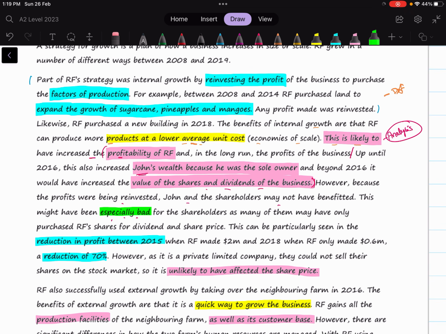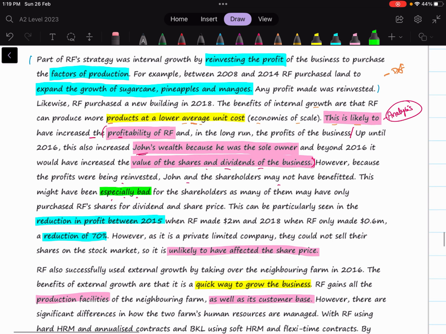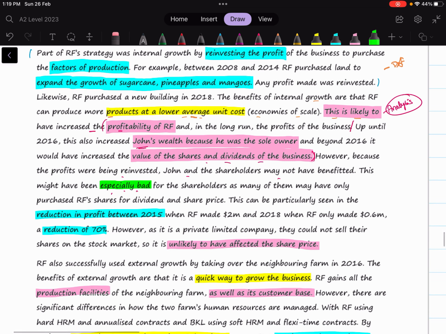Because when you try to show the priority of a certain point over others, or when you indicate by your writing that, okay, fine, all the benefits are on one side, but this benefit would have the highest impact, or would be especially good, or especially useful. This is when you are using different pieces of information and trying to prioritize one set over the others. So this may be regarded as an evaluative comment. This might have been especially bad for the shareholders, as many of them have only purchased RF shares for dividend and share price. This can be particularly seen in the reduction in profit.